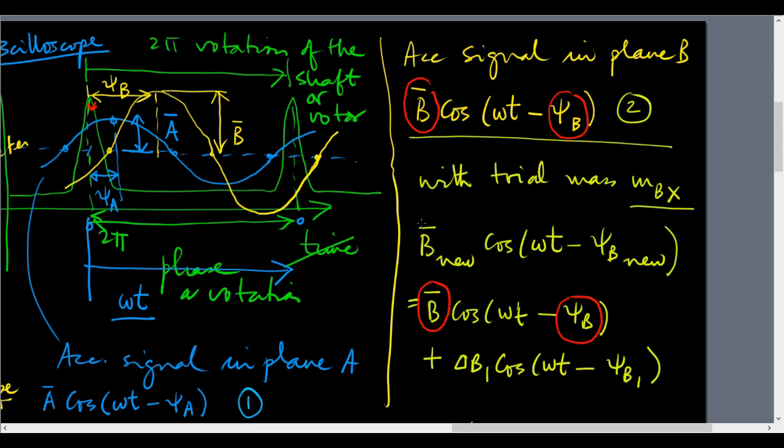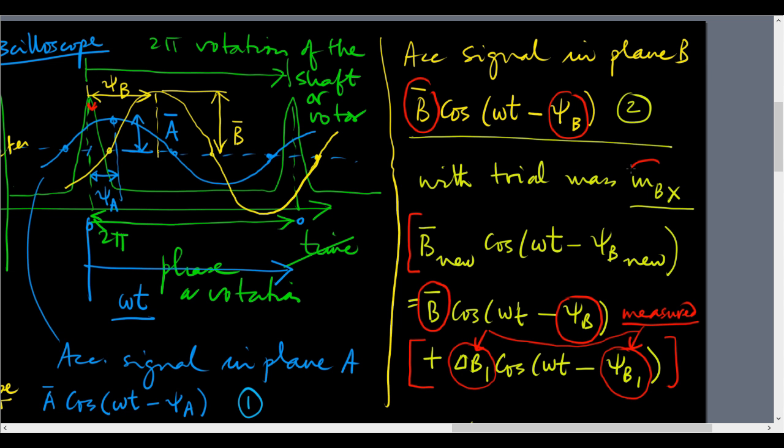This is the measurement after the experiment. This is the change in the vibration state. This change in the vibration state has its own magnitude and its own phase. This is a measured quantity. These are measured. Okay, because they are measured, this change is supposed to be only due to mbx.